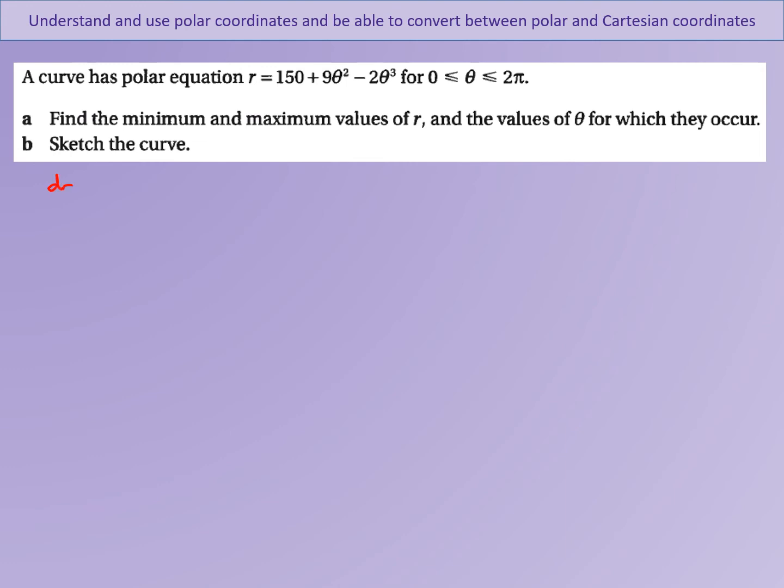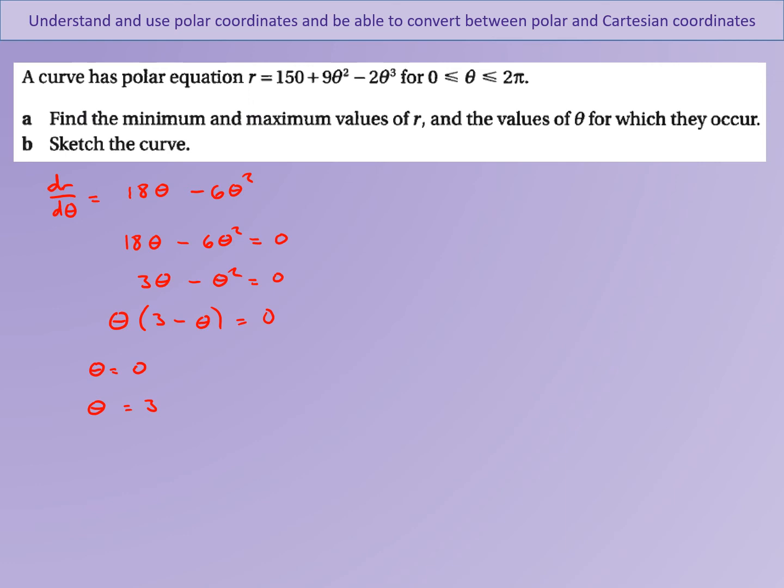So we can find dr by d theta. This is going to be 18 theta minus 6 theta squared. At a maximum or minimum point, we need this to equal 0. So dividing by 6 gives us 3 theta minus theta squared is 0. So we have theta times 3 minus theta is 0. This potentially gives us theta equals 0, theta equals 3. These are potentially going to be maximum or minimum points.